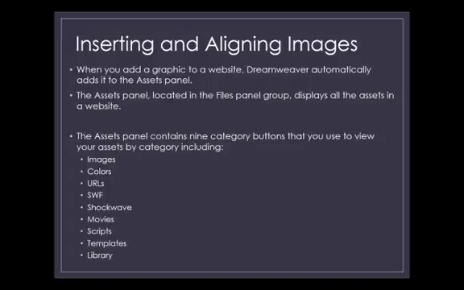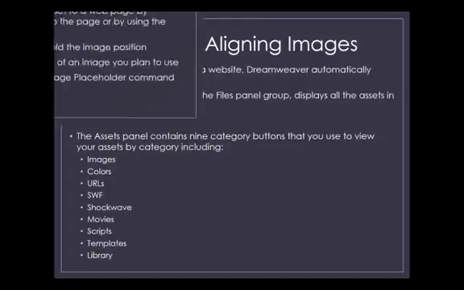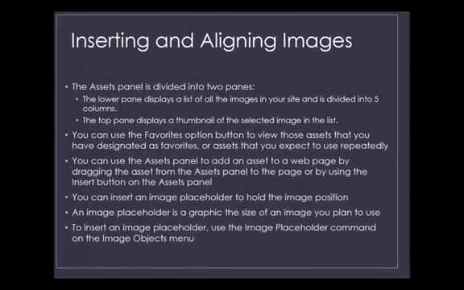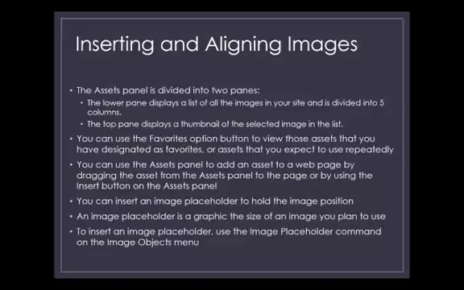If you're working on a page layout without final images ready to place, you can also use what we call an image placeholder. This is just a graphic the same size as the image that we plan to use. You can place it on a page until the actual image is finalized and ready to place on the page. To insert an image placeholder, you just go to Insert, down to the Image Objects menu, and when the final image is ready, you simply replace the image placeholder with the final image.